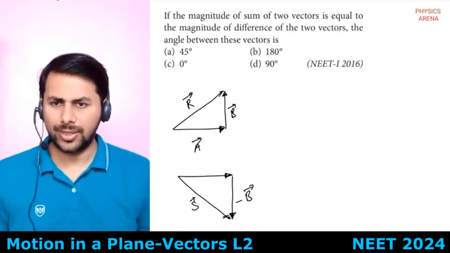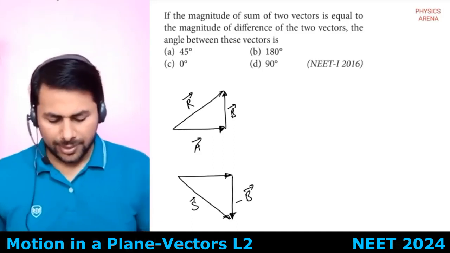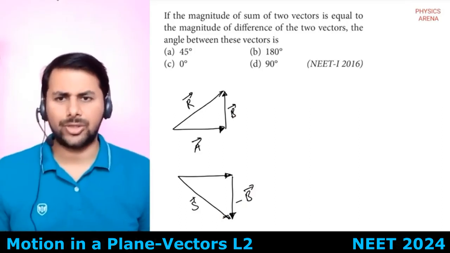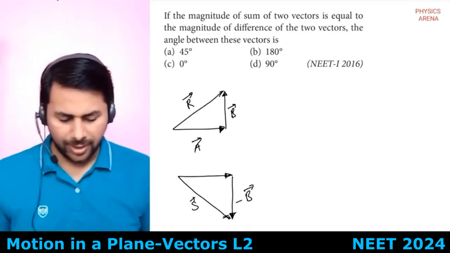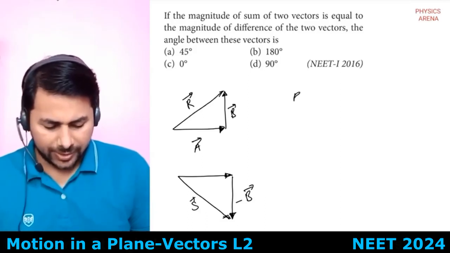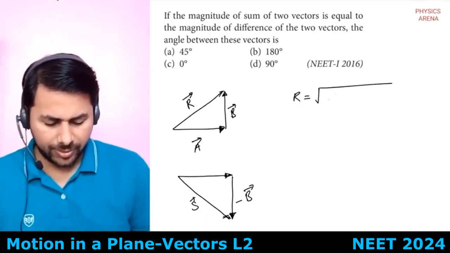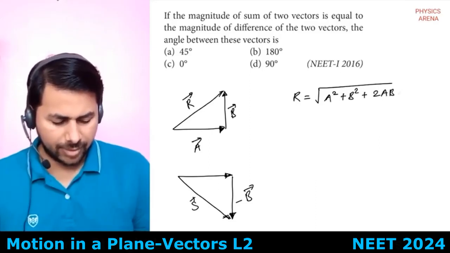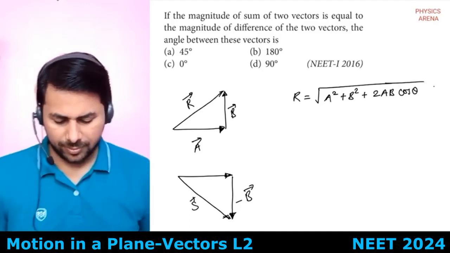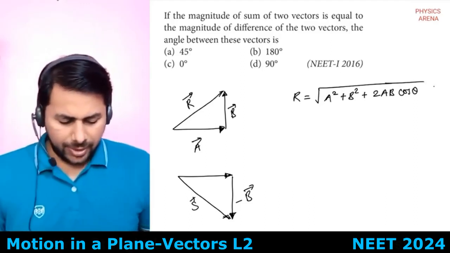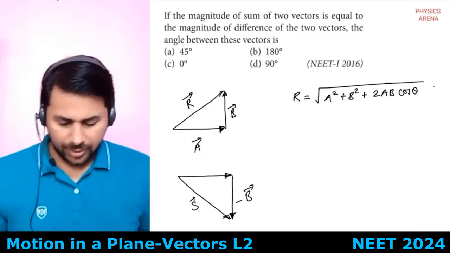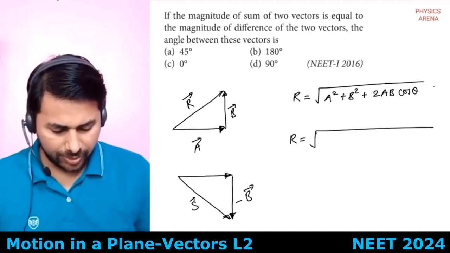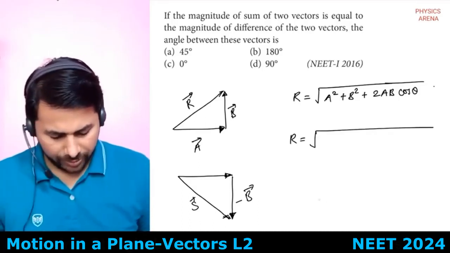Clear, sir. Okay, so if you are able to think this way, it's good, but otherwise also this is a sure shot question. You should attempt this, because if you add the two vectors, you have R equals the square root of A square plus B square plus 2AB multiplied by cos of theta. And if you are subtracting them, what should you do? The resultant will be equal to what? Square root of, for an example I will have to draw it.